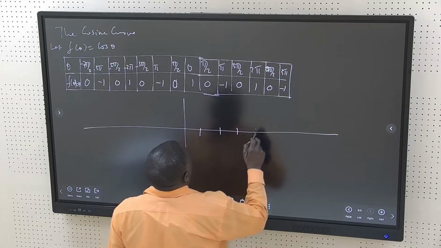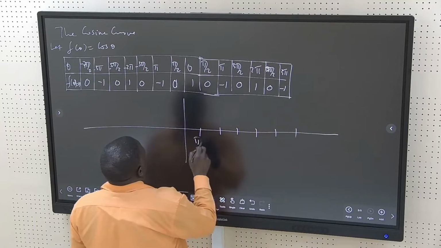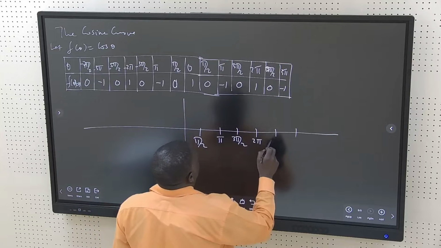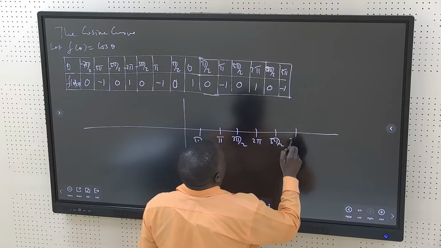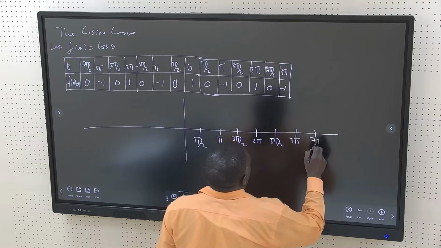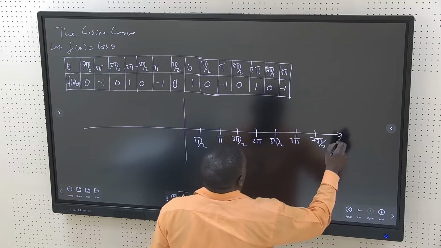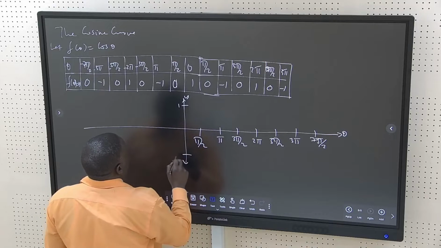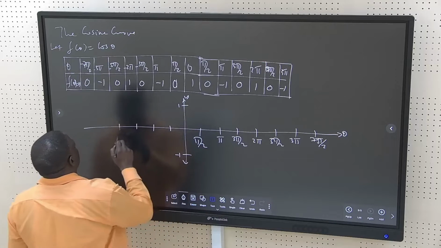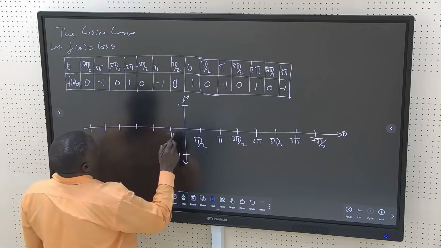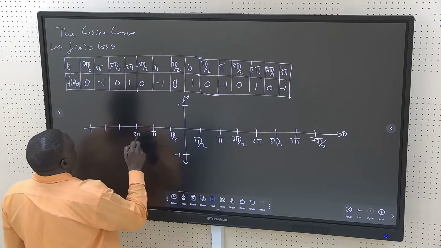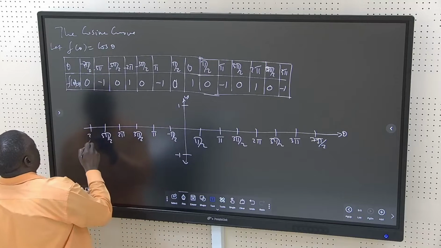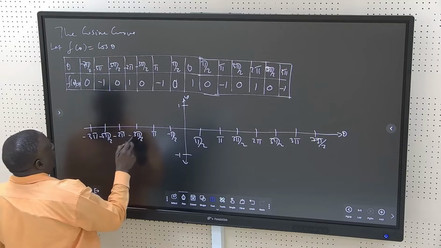1, 2, 3, 4, 5, 6. So this is pi over 2, pi, 3 pi over 2, 2 pi, 5 pi over 2, 3 pi. Here you can have 7 pi over 2. And this is theta. You can have here y, 1, here y, negative 1, 1, 2, 3, 4, 5, 6. This is negative pi over 2. This is pi, 3 pi over 2. This is 2 pi. This is 5 pi over 2. This is 3 pi negative.